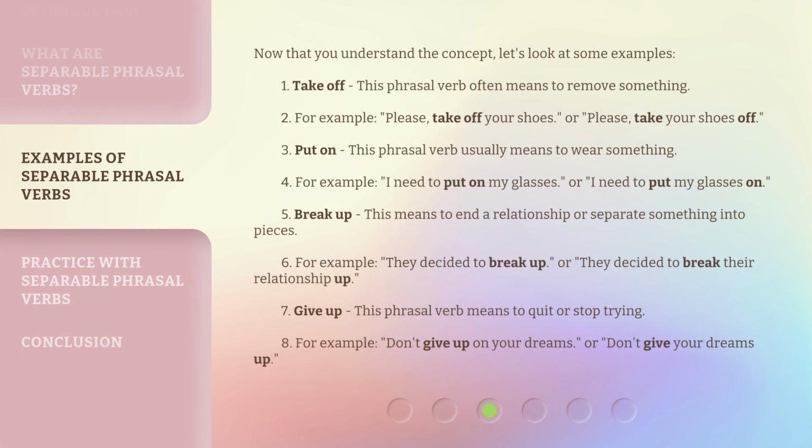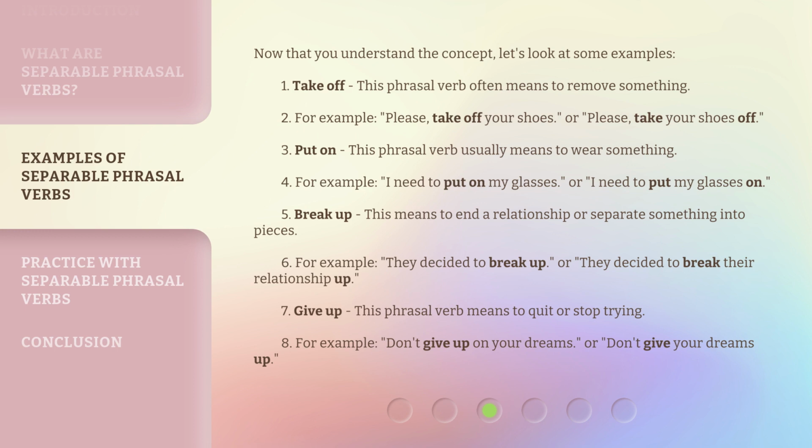Now that you understand the concept, let's look at some examples. Take off. This phrasal verb often means to remove something. For example, please, take off your shoes. Or, please, take your shoes off. Put on. This phrasal verb usually means to wear something. For example, I need to put on my glasses. Or, I need to put my glasses on.